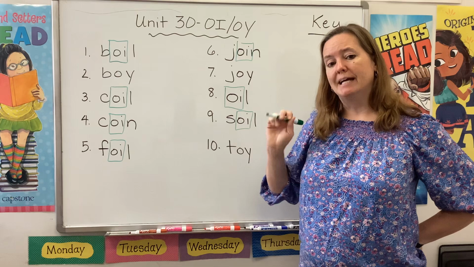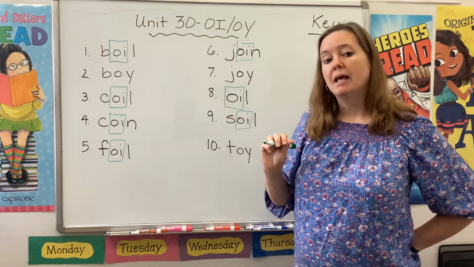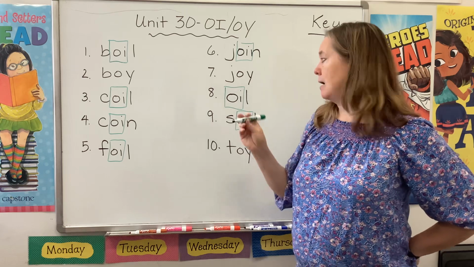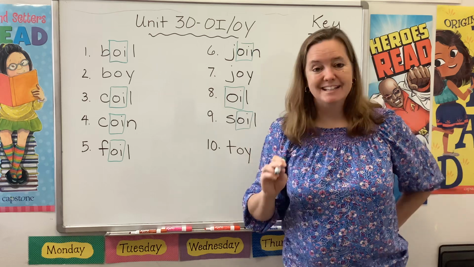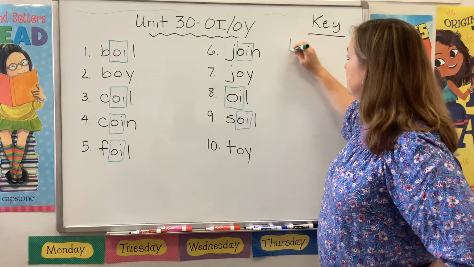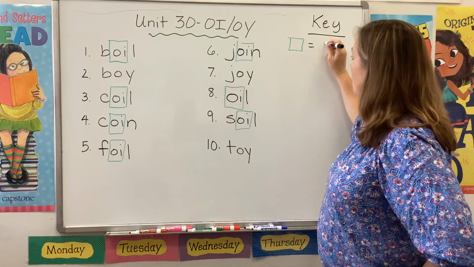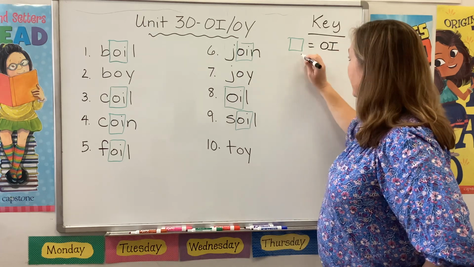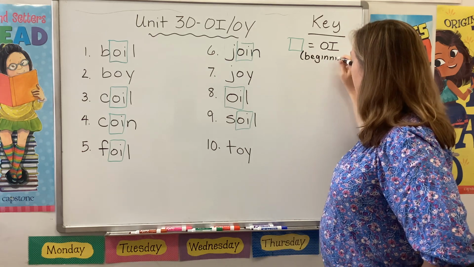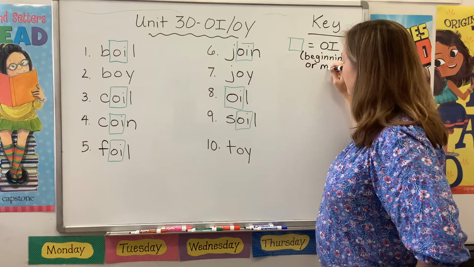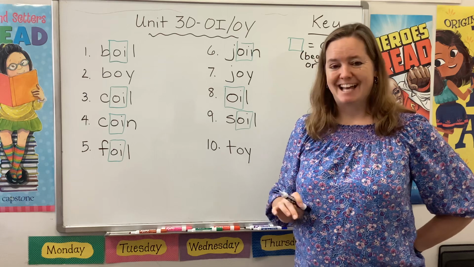So if we're trying to spell a word and we hear that oi sound, if that oi sound is showing up at the beginning or the middle of a word, OI is a great pattern to use. So green box equals OI, and that's going to be at the beginning or middle of a word or syllable, never at the end.